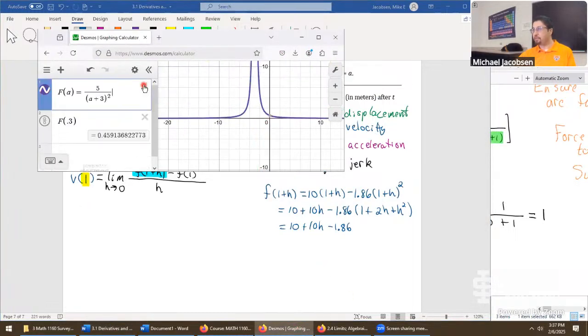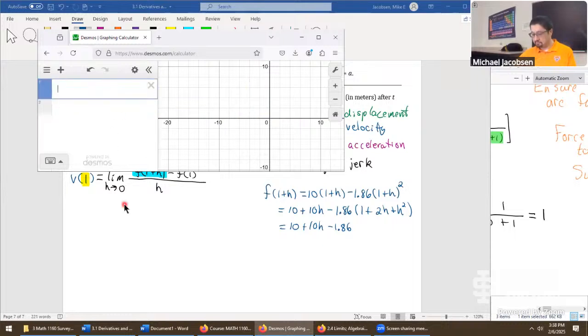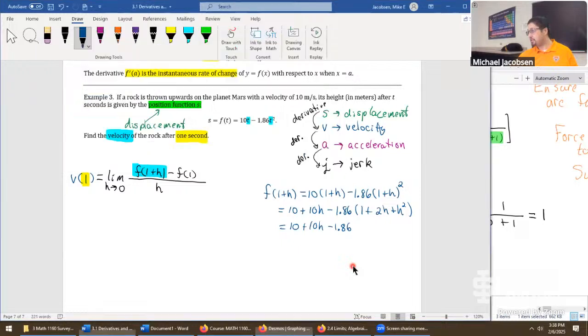I need negative 1.86 times 2. So let me cheat a little bit here. So negative 3.72 when we distribute here to here. So negative 3.72h. Then finally, negative 1.86 times h squared gives us negative 1.86 h squared. Barely fit into the margin there. So that's our first one, f at 1 plus h. Does that look right to folks so far?